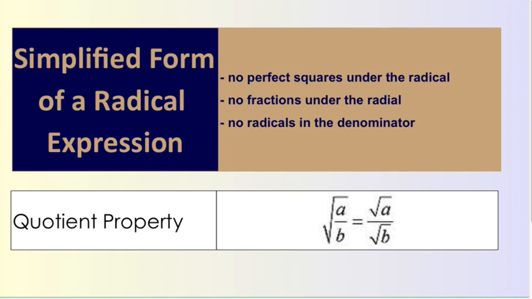So what is a simplified form of a radical expression? Basically, that says no perfect squares under the radical. So if I break it apart like we've been doing, there's none of that underneath this radical. There's no fractions under the radical and no radicals in the denominator. So if you have a fraction underneath the square root, here's what's kind of nice. That's the same thing as saying square root the top, square root the bottom. Then I can just deal with the bottom. And I'll show you what I mean here in a second.